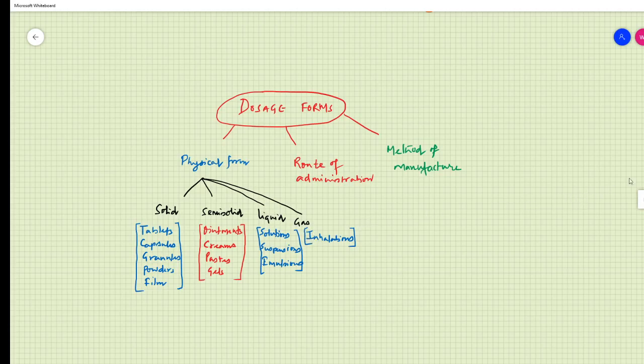Now, according to the route of administration, we give special names. So if it's oral, as we mentioned, we have tablets, capsules, granules, and powders. And liquids can also be administered: solutions, syrup, elixir, etc. They can be administered per oral, given orally.